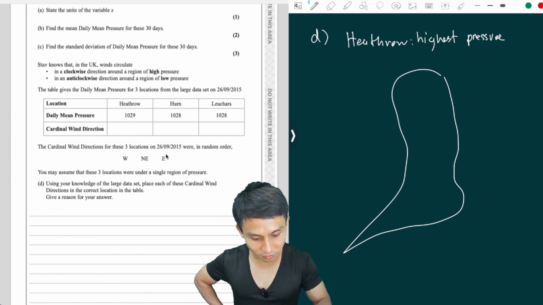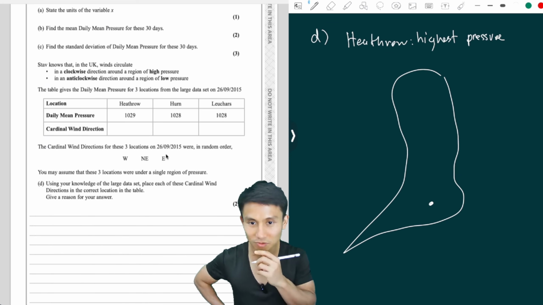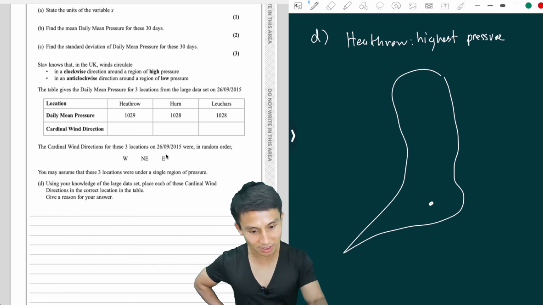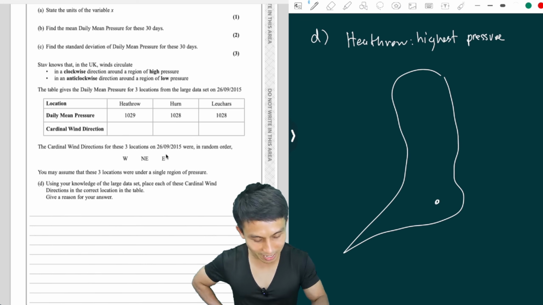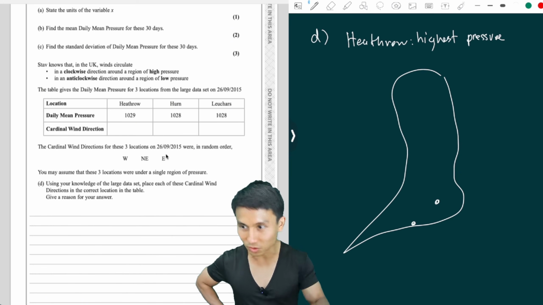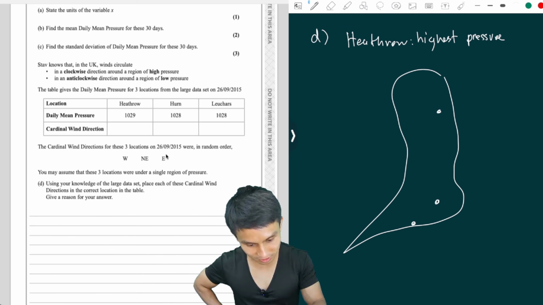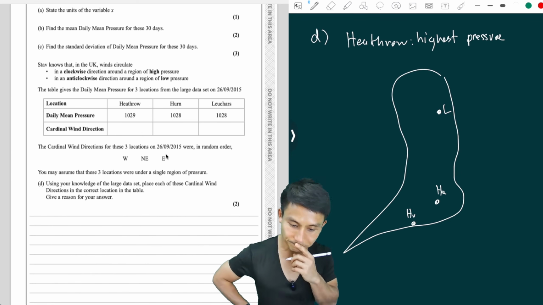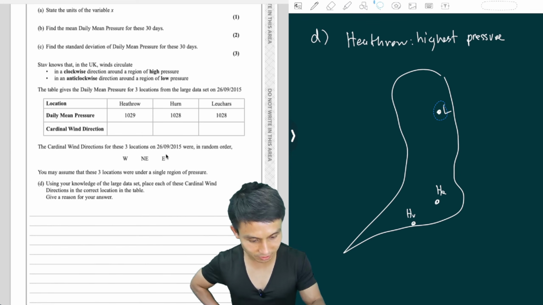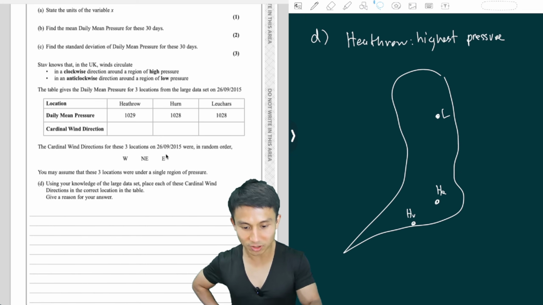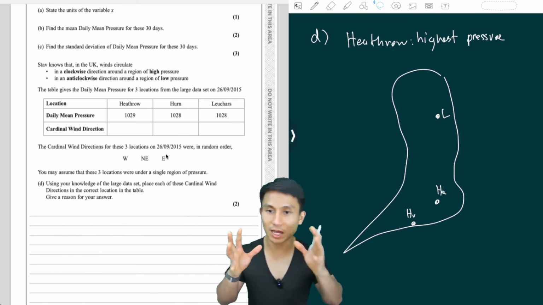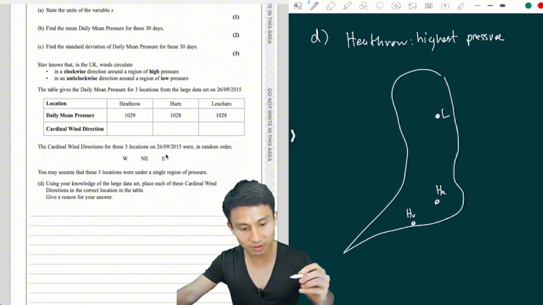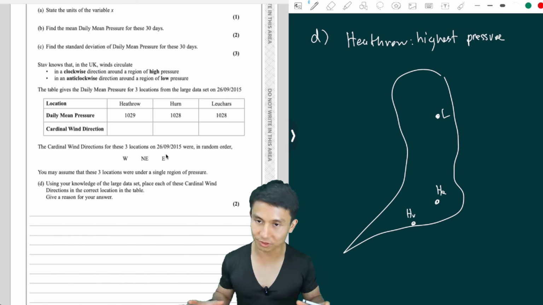So Heathrow is around here, around the southeast of the UK, maybe more to the east, near London. And this is Herne, around here. And Lucas is a lot more to the north, so it's maybe around here. So that's Lucas, that's Heathrow, and that's Herne. Actually, Lucas is probably more to the right, but it's somewhere to the north. So when we have the highest pressure at Heathrow, we will use Heathrow as the reference.